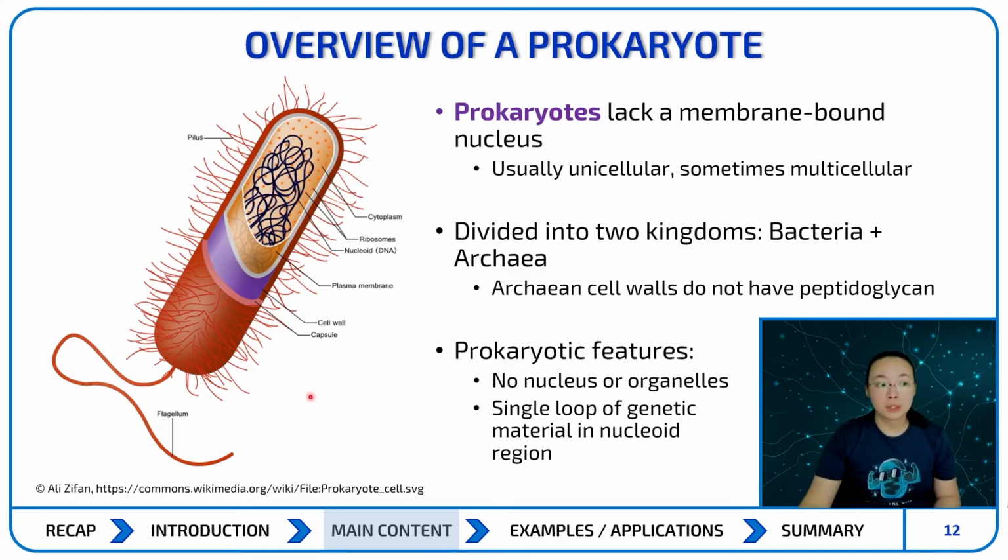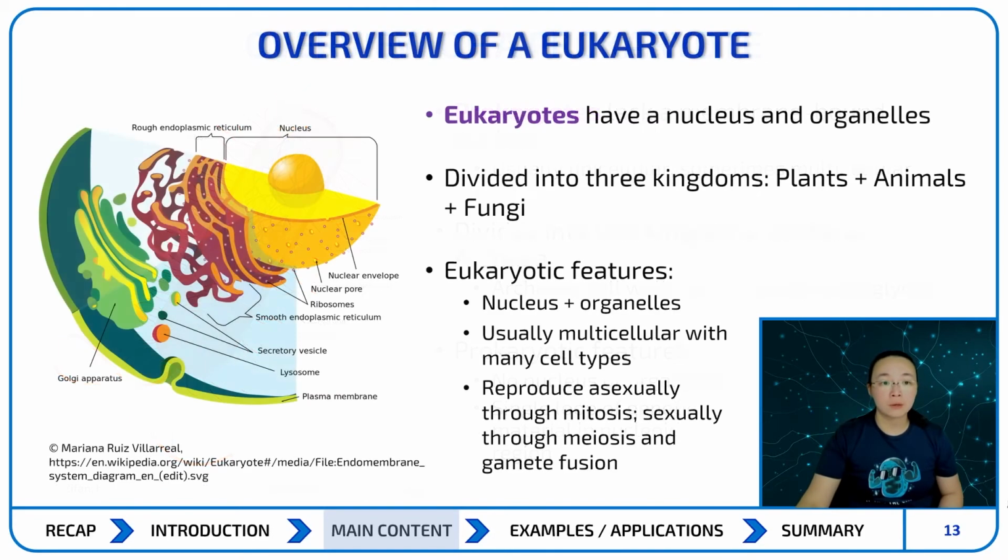So that's pretty much all you would have to know about a prokaryote, because our focus is going to be on eukaryotes. And eukaryotes are unique because they have a nucleus and organelles, and they're divided into three kingdoms, two of which we will be focusing on immensely, plants and animals.